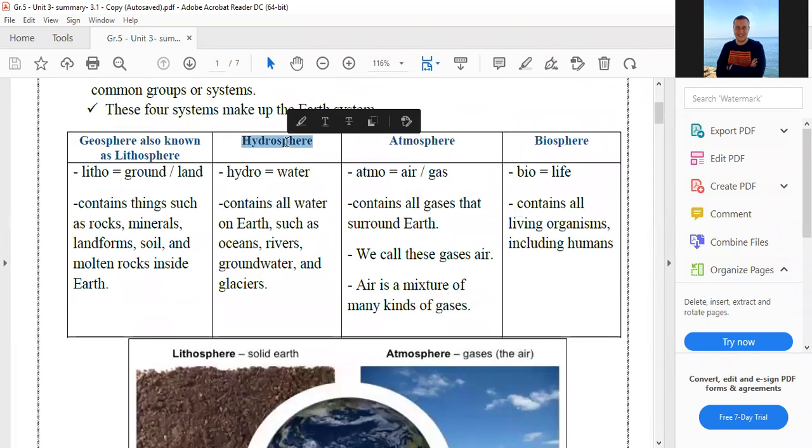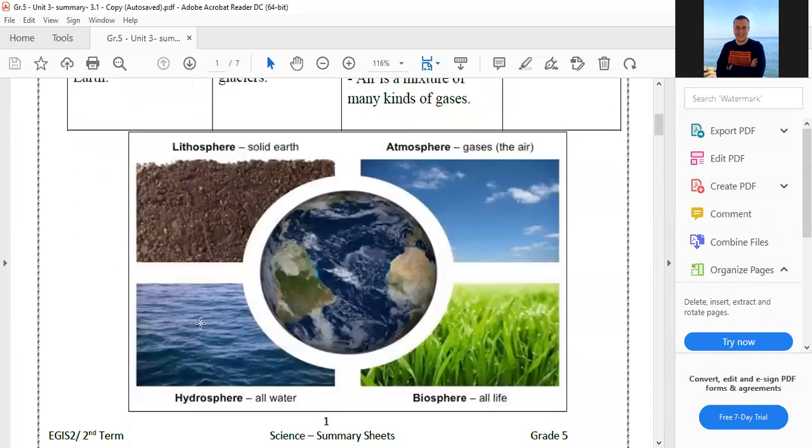Then we move to the second one. It is called hydrosphere. The word or the term hydro means water. So this system is related to anything related to water. It contains all the water on Earth, such as oceans, rivers, groundwater, and the glaciers. The word hydro means water. It contains all the water on Earth, such as oceans, rivers, groundwater, and also glaciers.